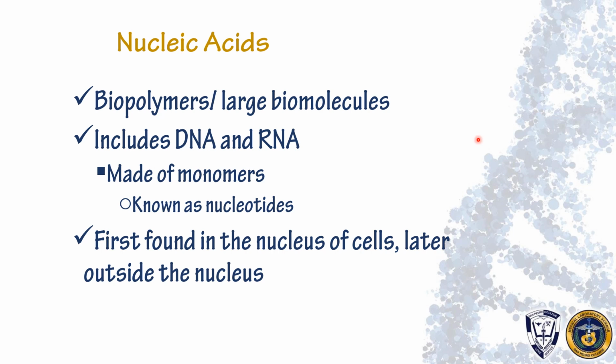And the last classification is based on the monomeric units. So we have the polysaccharides, the proteins, and the polynucleotides, to which your DNA and RNA belong. They are made up of monomers, which are known as nucleotides. It was first found in the nucleus of the cell, and later found also outside the nucleus.